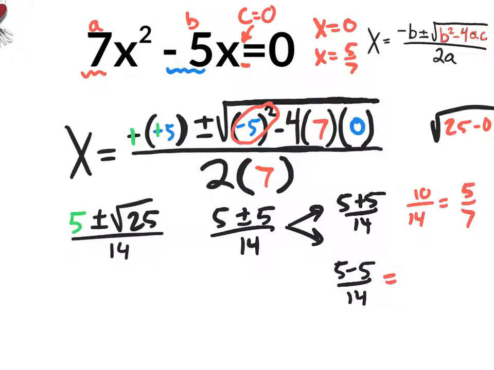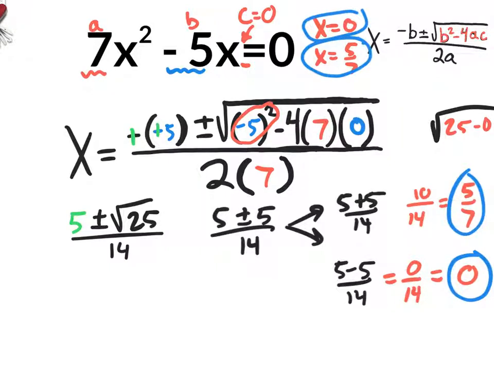On the bottom we have 5 take away 5 is 0. 0/14. What's 0 divided by anything? 0. So we get our 2 answers, 5/7 and 0. Do you guys see how we had the answer 0 up here and 5/7? It's the same thing, it's just a different way.